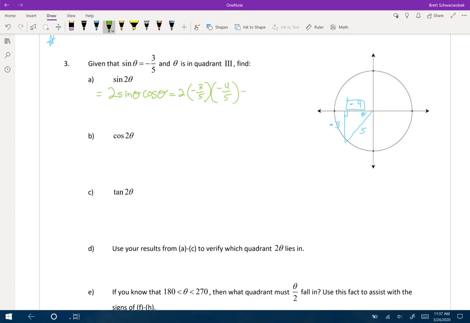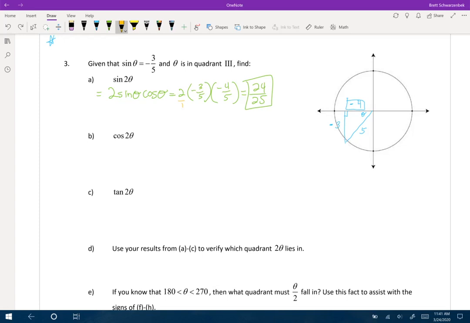Therefore, if you multiply all of this out, just remember this is over 1. So you're going to get 2 times 3 times negative 3 times negative 4, which is positive 24, and then 1 times 5, which is 25. So we're going to get 24/25 as the sine of 2 theta. To be clear, this is not the same as 2 sine theta, which doesn't make any sense.